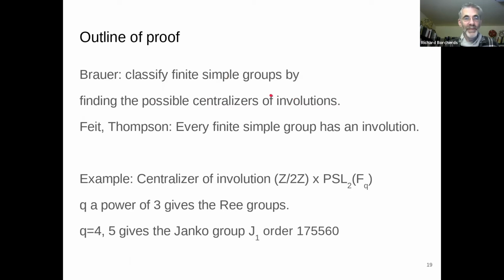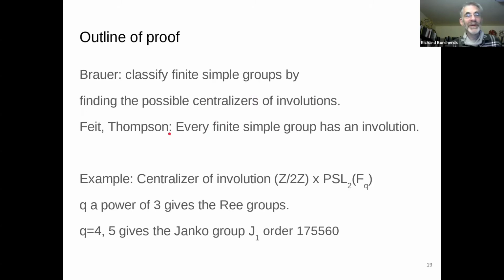The way the classification works is that you first of all find all possible centralizers of involutions, and for each centralizer of an involution you find the simple groups with that centralizer. In order to start off the classification, you've got to show that every non-cyclic finite simple group has at least 1 involution, otherwise you can't get started. I missed out the word non-cyclic down here, so it's not true that every finite simple group has an involution.